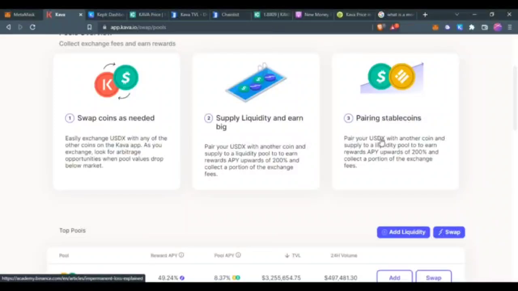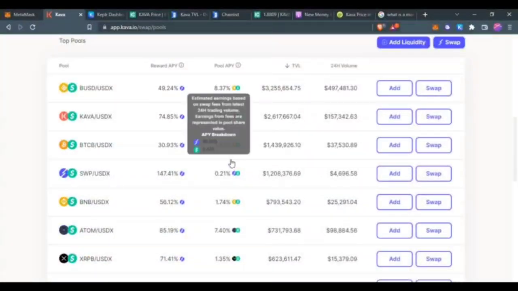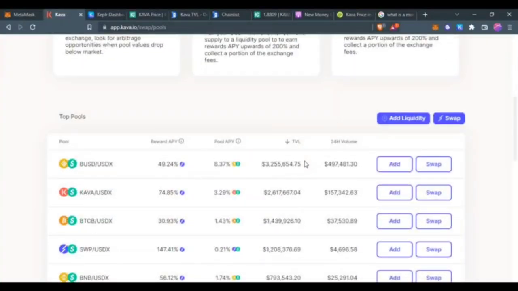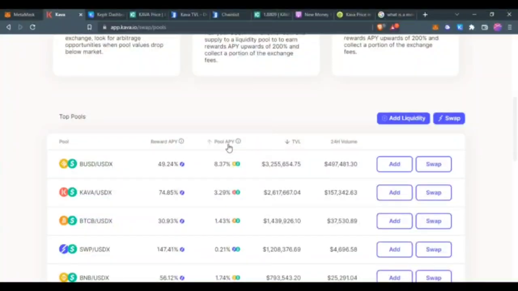Swap coins as needed, supply liquidity and earn big. Pairing stable coins: pair your USDX with another coin and supply to a liquidity pool to earn reward APYs up to 200% and collect a portion of the exchange fees. So the thing is, a lot of these interest rates are compounded, so they're really giving you back more than what you're looking at. What I mean by that is that you're getting small percentages paid out every couple of seconds, you know what I mean? Which then goes on top of the pool APY.